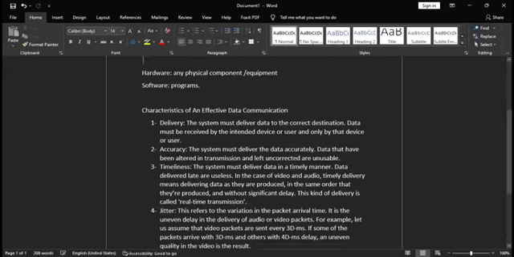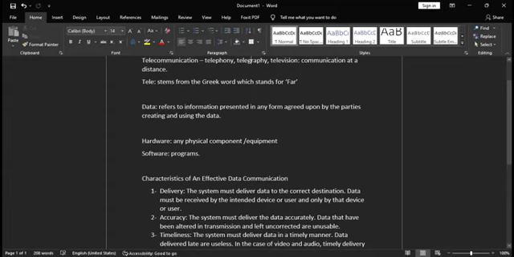So far we have defined data communication. We have talked about telecommunication and where it stems from. We also talked about data. We said data refers to information presented in any form agreed upon by the parties creating and using the data. Data can be in different forms. We are going to come to that when we talk about data flow. Then we talked about the fact that for there to be effective data communication, 2 components are essential: the hardware, which is any physical component or equipment, and the software, which are the programs that the hardware will be required to work on. Then we moved on to characteristics, which I've just summarized quickly.